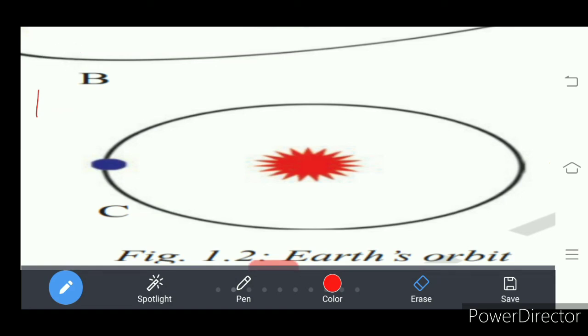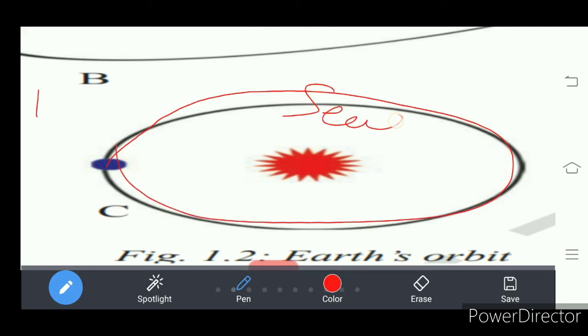As it is going far, it becomes summer, right? As it is coming near, it gets winter. So the movement of the earth around the sun causes seasons. Understand? So what is the effect of the earth's revolution around the sun? Changes of the seasons.